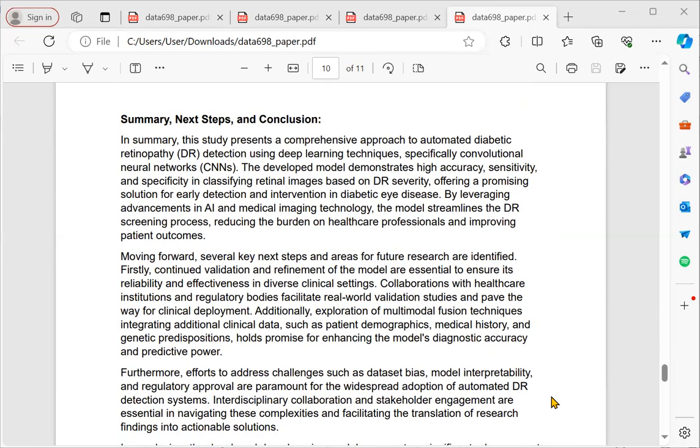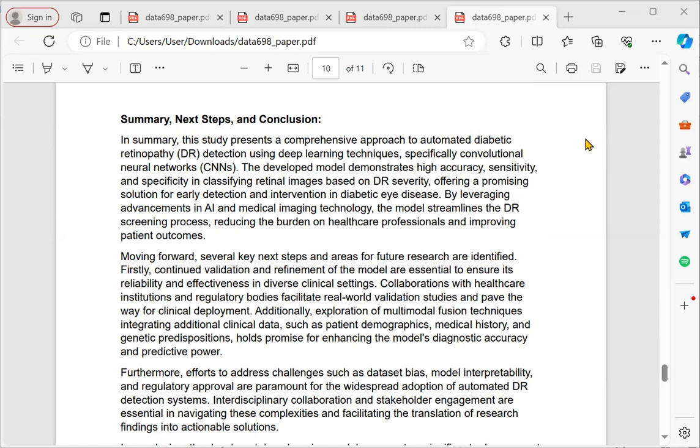In summary, this study presents a comprehensive approach to automated diabetic retinopathy detection using deep learning techniques, specifically convolutional networks. The developed model demonstrates high accuracy, sensitivity, and specificity in classifying retinal images based on DRCF, offering a promising solution. Moving forward, several key areas for future research are identified. Firstly, continued validation and refinement of the model, as I mentioned earlier, are essential to ensure its reliability and effectiveness in diverse clinical settings. Collaborations with healthcare institutions and regulatory bodies, especially real-world validation studies, will pave the way for clinical development and a more efficient model.